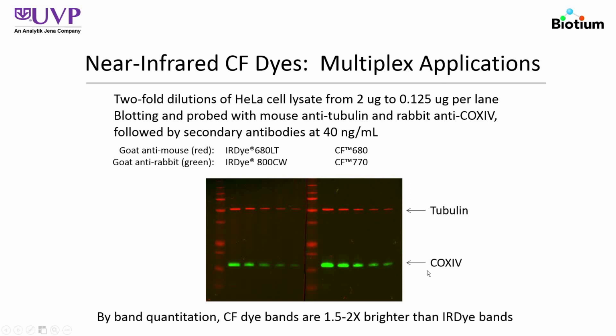And then in green, COX-4 detected with an antibody raised in rabbit and an anti-rabbit secondary antibody conjugated to either IRDye 800CW or CF770. And when the fluorescence of these bands is quantitated, what we see is that the bands detected with CF dyes are 1.5 to 2 times brighter than those on the IR dye blot.